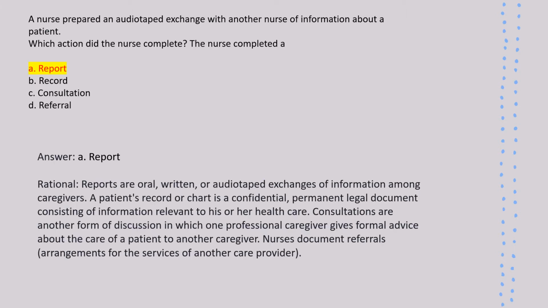Answer: A. Report. Rationale: reports are oral, written, or audiotaped exchanges of information among caregivers. A patient's record or chart is a confidential, permanent legal document consisting of information relevant to his or her health care. Consultations are another form of discussion in which one professional caregiver gives formal advice about the care of a patient to another caregiver. Nurses document referrals, arrangements for the services of another care provider.